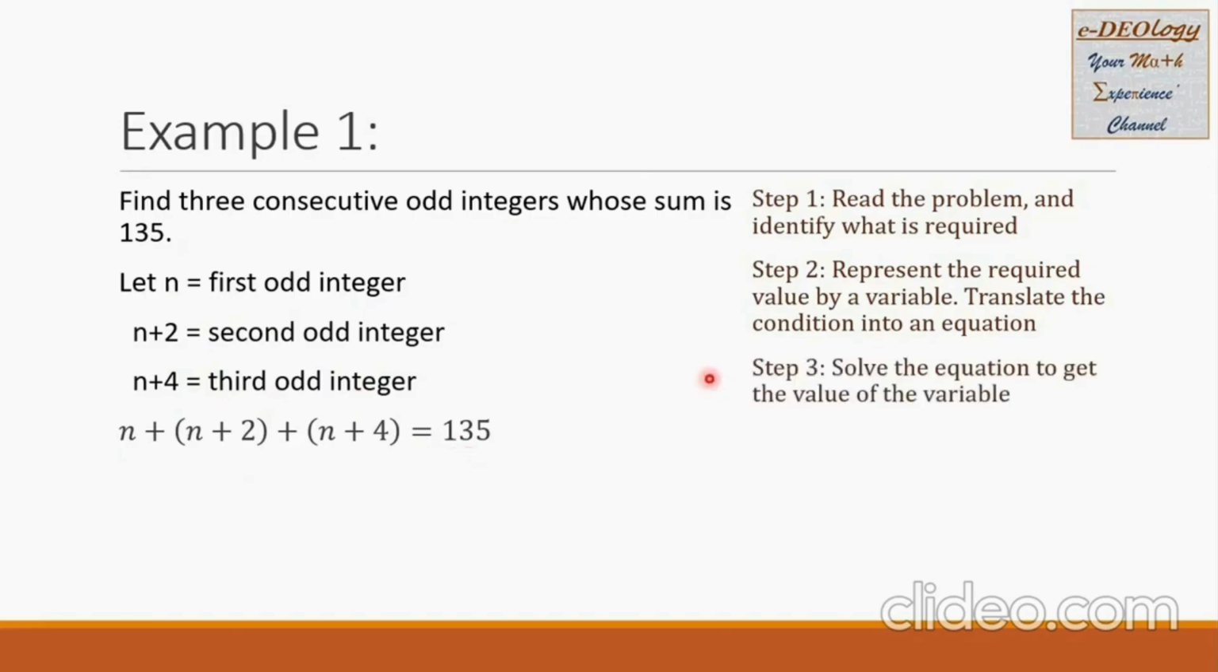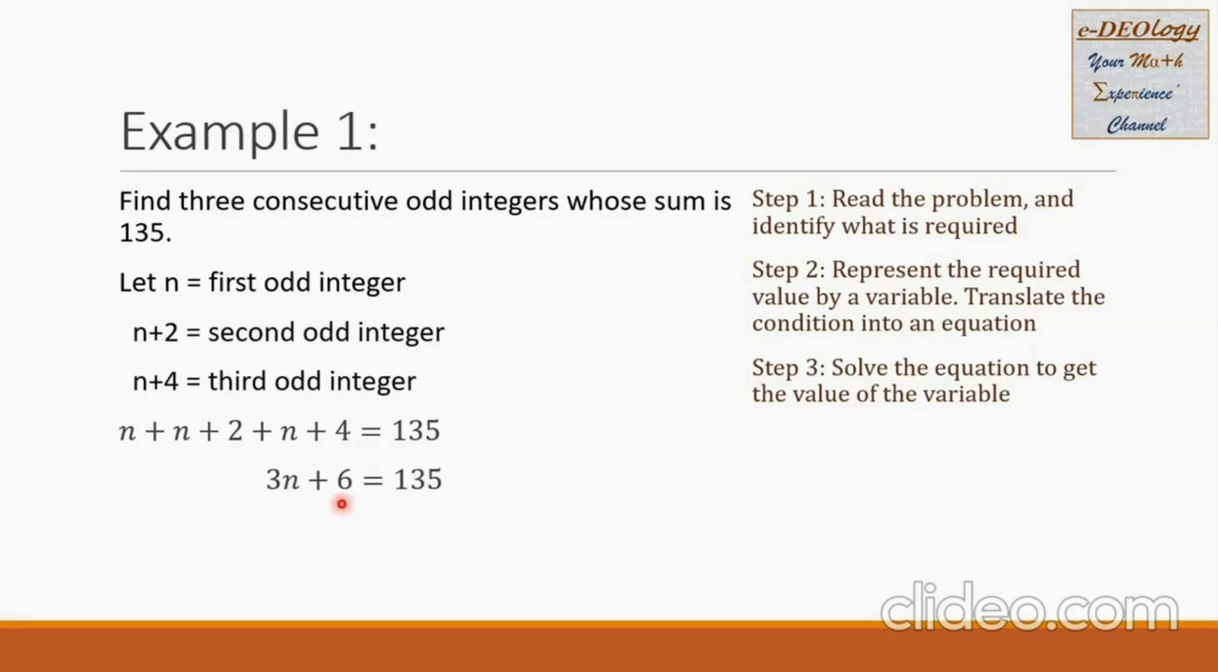For step 3, solve the equation to get the value of the variable. So let us simplify by first removing the grouping symbol. So it's now like this, where we can now combine the variables and we combine the constants. This is n plus n plus n. We will have the 3n, and the constant 2 plus 4 is positive 6, equals 135.